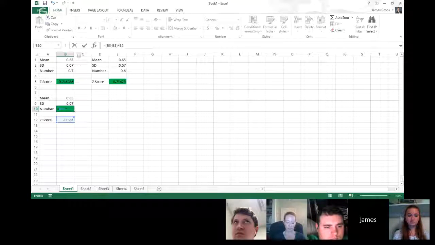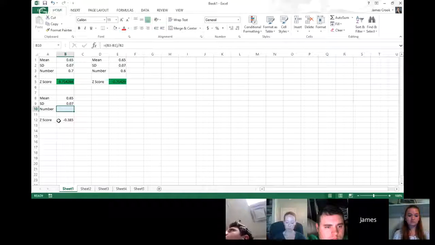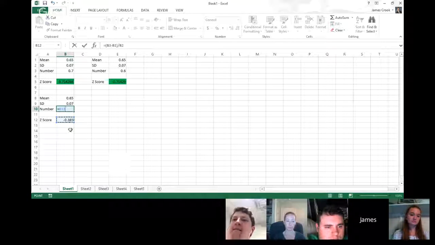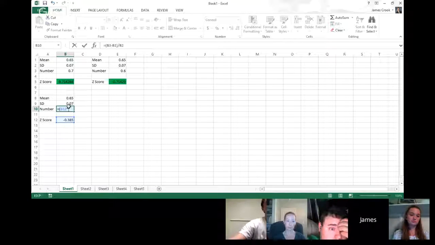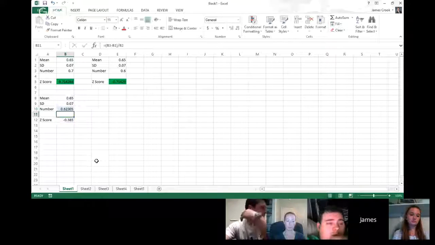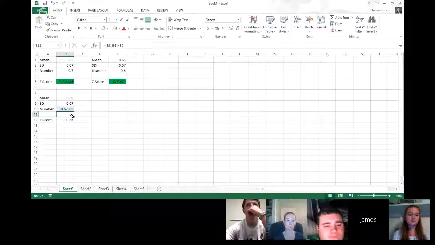Hold on, that green makes it really hard to see. One second. Really light blue. Okay. So basically, you multiply both sides by the standard deviation of the equation, and then you just end up adding the mean. Oh, okay. So that gives you the number. Now all you have to do is plug in the number here to get the result you want.